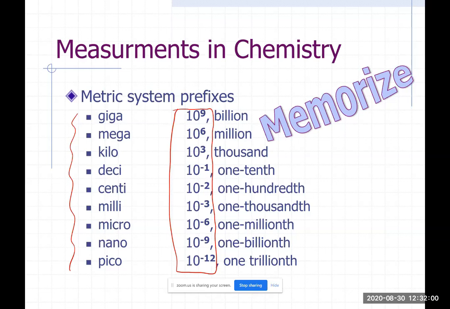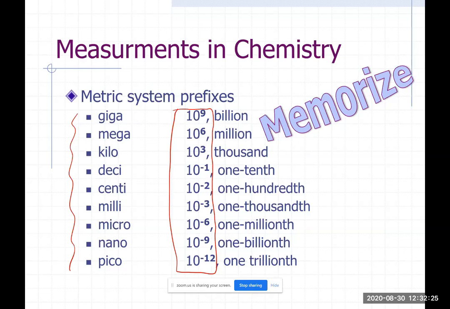The best way to do this is probably flashcards, where on one side of the flashcard you'll write giga, and on the other side you'll write 1 times 10 to the 9. Another flashcard, you would write mega on one side, and then 1 times 10 to the 6 on the other side. Because 1 times anything is just equal to that anything, you can leave the 1 times off if you want.